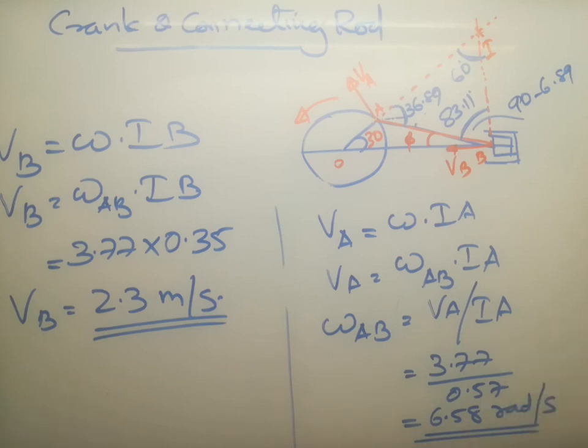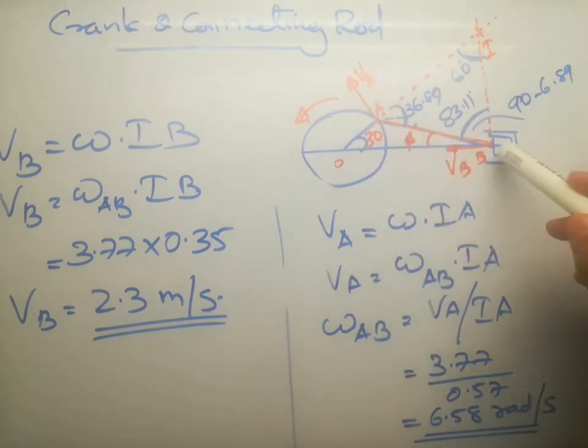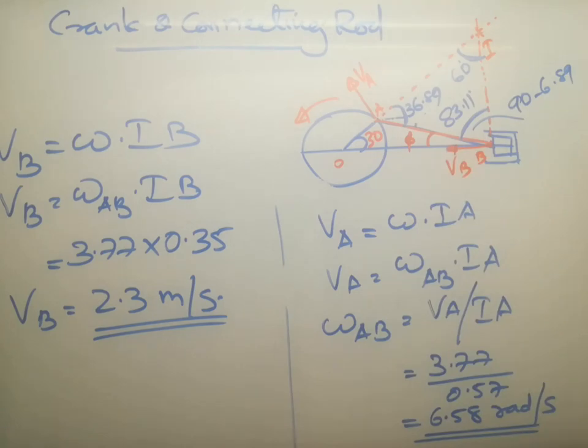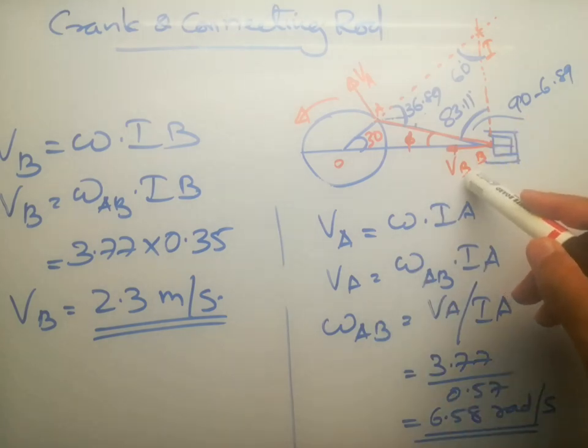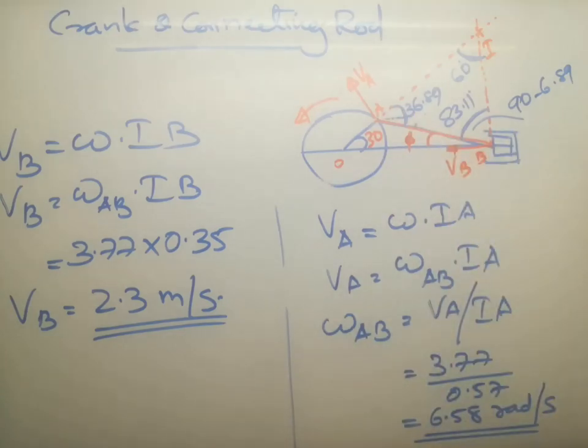We were to find the angular velocity of the connecting rod and the linear velocity of the piston. The linear velocity of the piston we denoted as VB, and the angular velocity of the connecting rod as omega AB. Omega AB is 6.58 radians per second. Velocity of B is 2.3 meter per second.